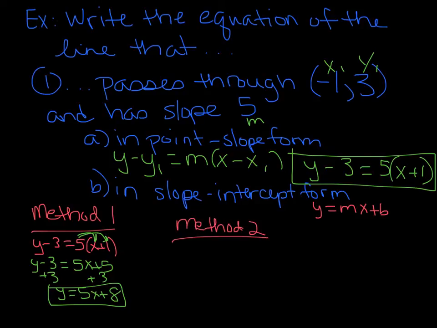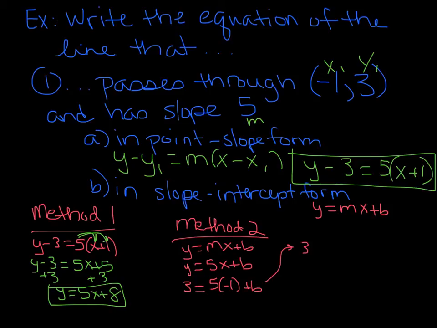So for our second method, we are going to avoid using point-slope form altogether and just start right away with slope-intercept form. We don't know our intercept, but we know our slope. And we also know a point that's on our line. So I'm going to start by substituting in that slope that I know, which is 5, put that in for m. Then I can find my b, my y-intercept, by substituting in the point. In the end, I get 3 equals negative 5 plus b. Just move over the 5. I end up getting b equals 8.